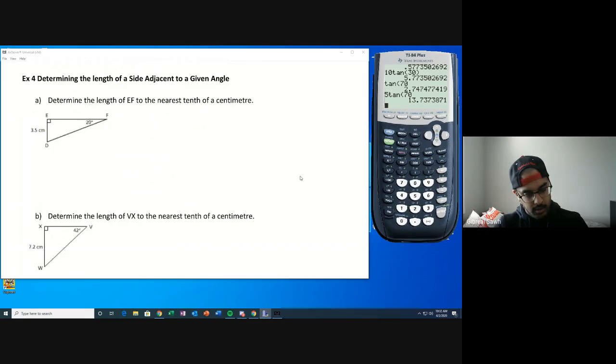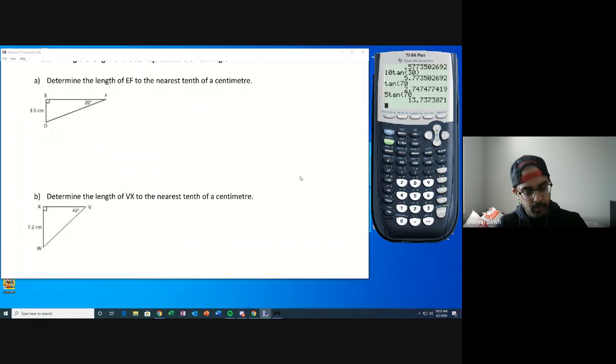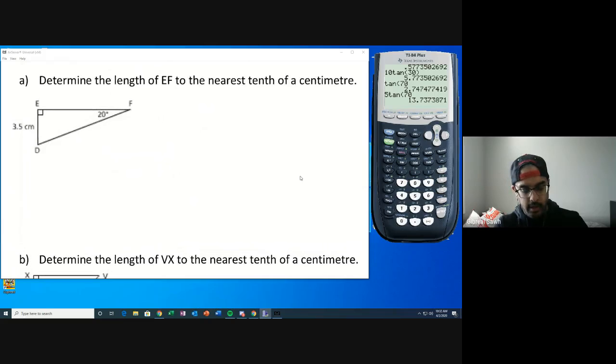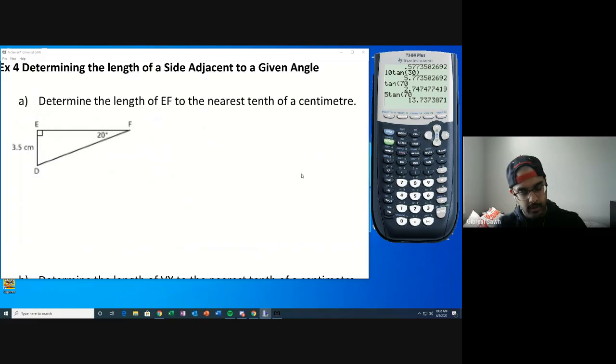Right. Determine the length of EF. So I'm only going to do one of these this time, and I'll leave the other one for you. Again, you've got the answer key in that Google Classroom post. So we're asked now to determine the length of EF to the nearest tenth of a centimeter. Labeling that triangle first, and we'll see what happens.